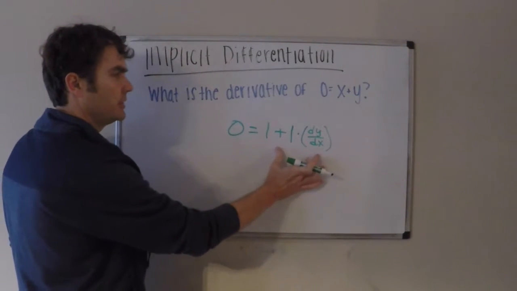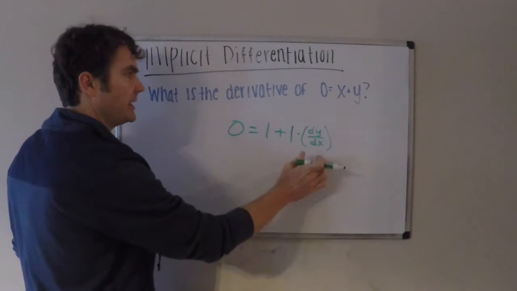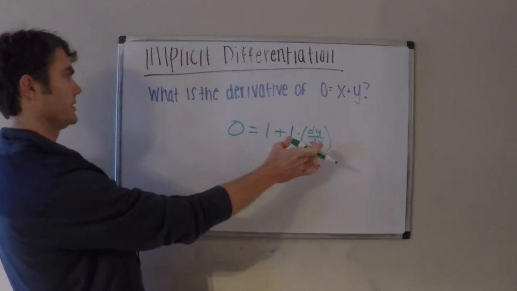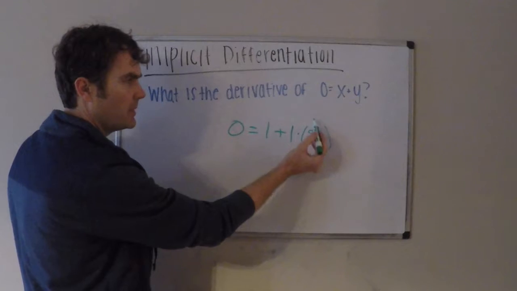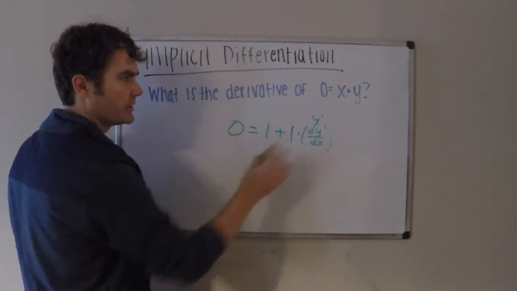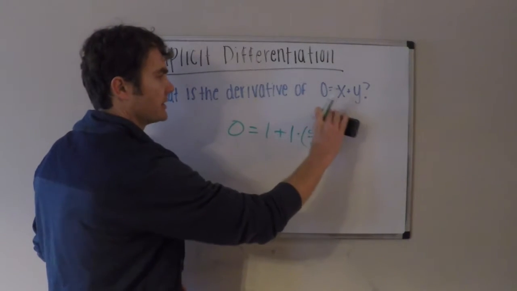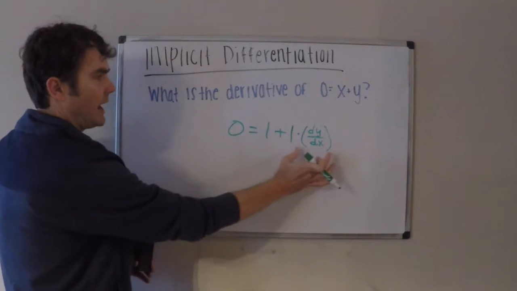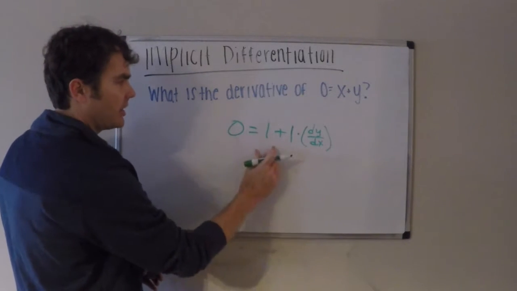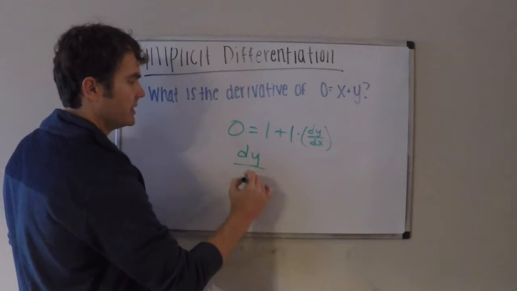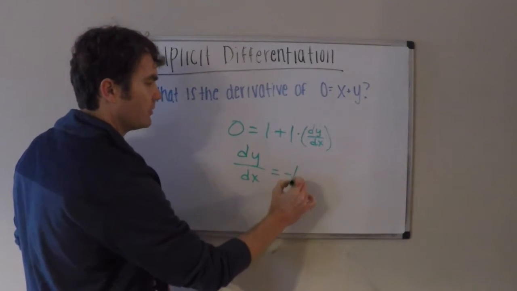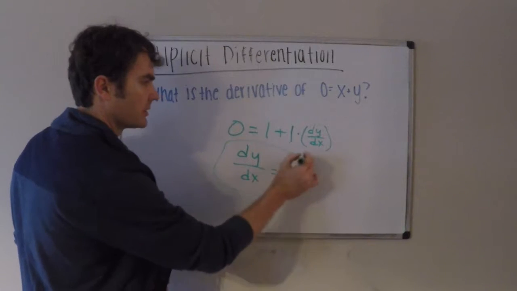The next thing you need to do is solve this for dy/dx, because usually the question will say something like what is y prime or what is dy/dx. Some people will write y prime here instead of dy/dx. Either way is acceptable. So I'm trying to solve this for dy/dx. All I need to do is subtract 1 over. So dy/dx equals -1, and that is the final answer.